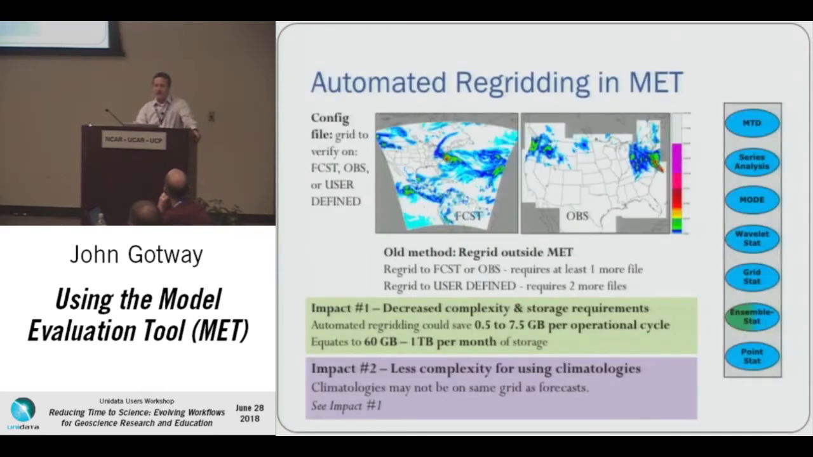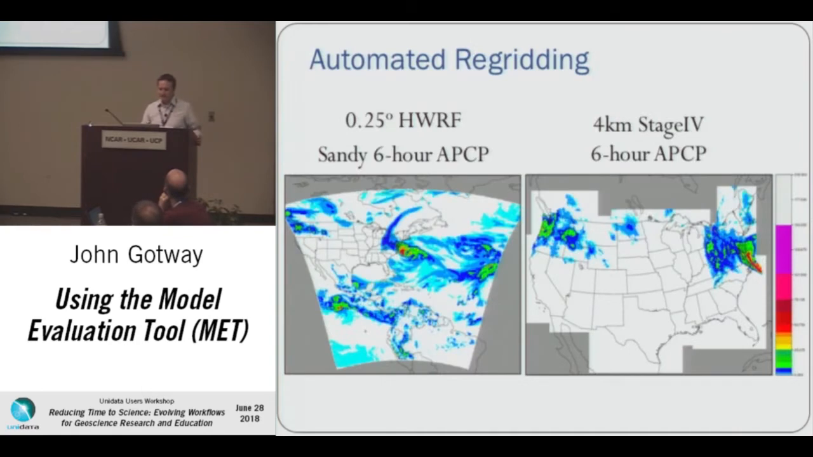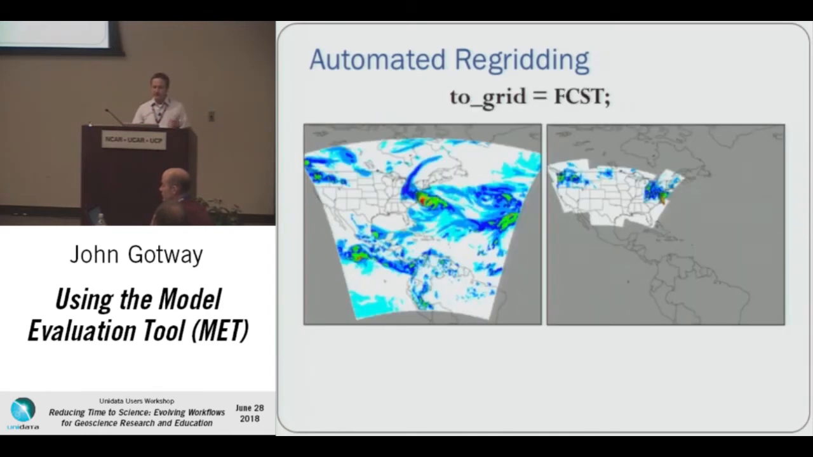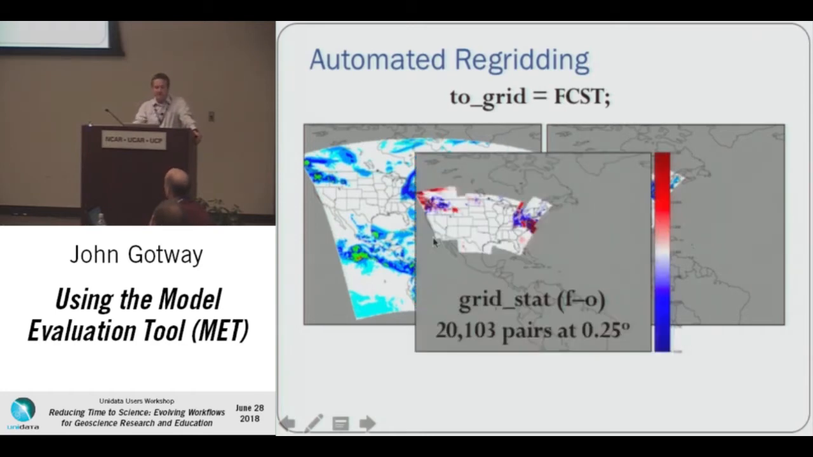I mentioned automated regridding in MET. So here on the left, we have a 1/4 degree HWRF output for a Sandy case, where we have 6 hours accumulated precip. And on the right, we have a 4-kilometer stage 4 grid to which we want to compare this forecast. So these grids are very different. How can we do the comparison? In the regrid section, if you set the to-grid option to forecast, then that will automatically regrid the observation data onto the forecast domain. And when you compute the differences, you end up with 20,000 matched pairs at a 1/4 degree resolution.